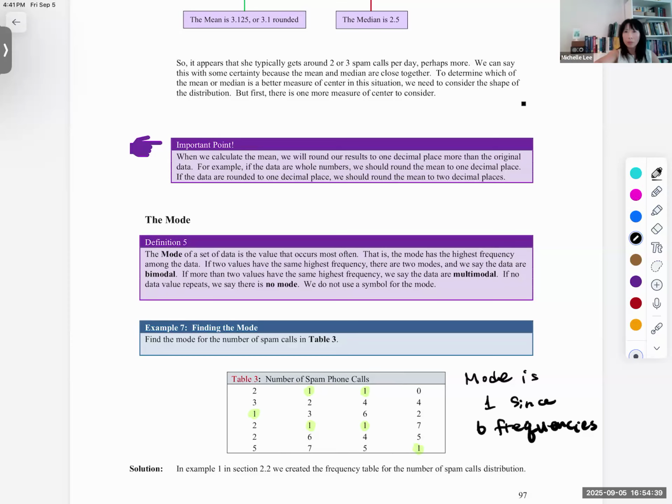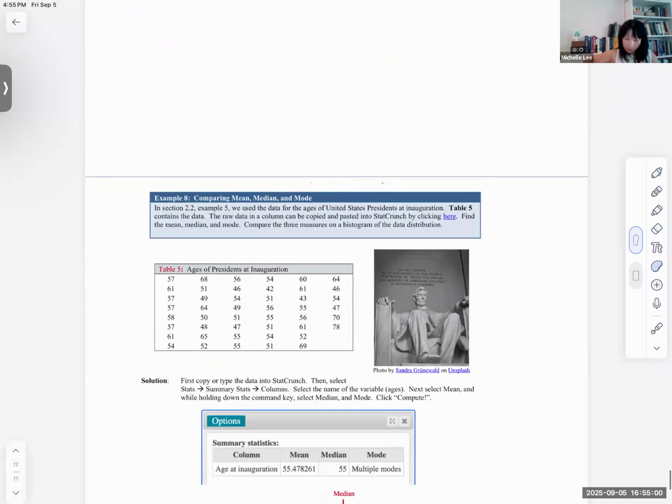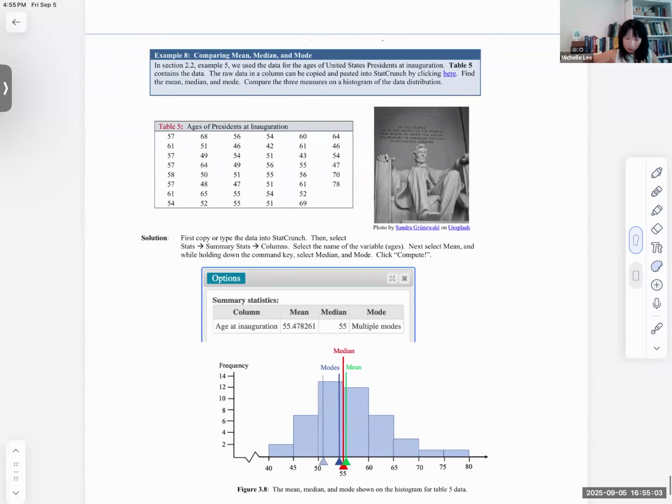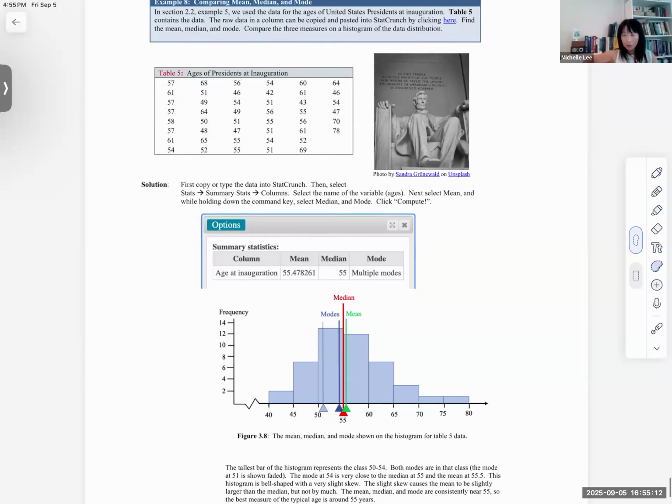Okay, all right. So I just showed you how to use StatCrunch. I hope that part was recorded; it's a little bit confusing for me right now whether it recorded or not. Okay, now recording. So we have the answer here, right? The mean is 55.47, the mode is multiple modes, and the median is 55, right?